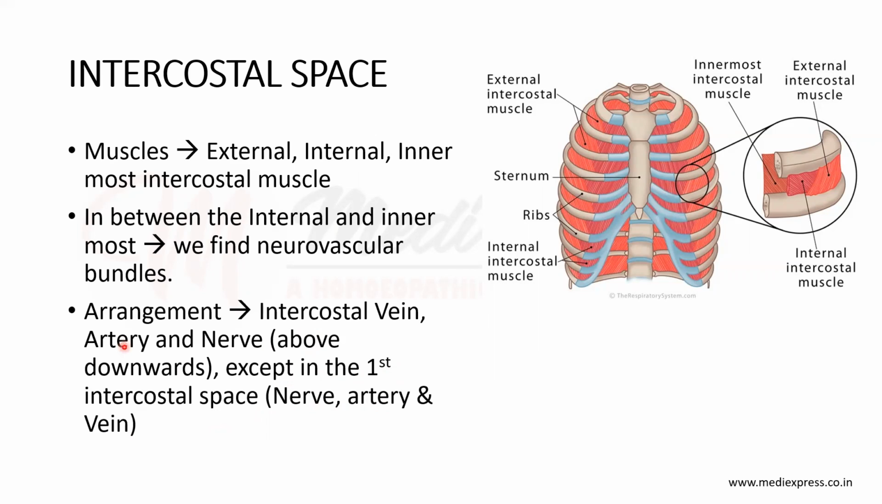This is something which you need to remember, and it is very important. So remember, the arrangement of the vein, artery, as well as the nerve is very important. In all the others, we have vein, artery, and nerve. But in the first intercostal space, it is nerve, artery, and vein. This is the one which is very important, and I want you to remember this.